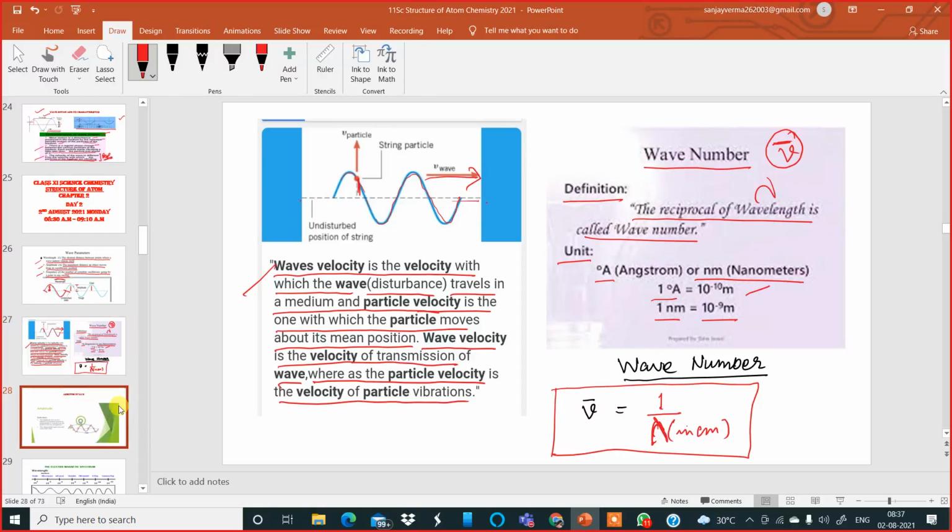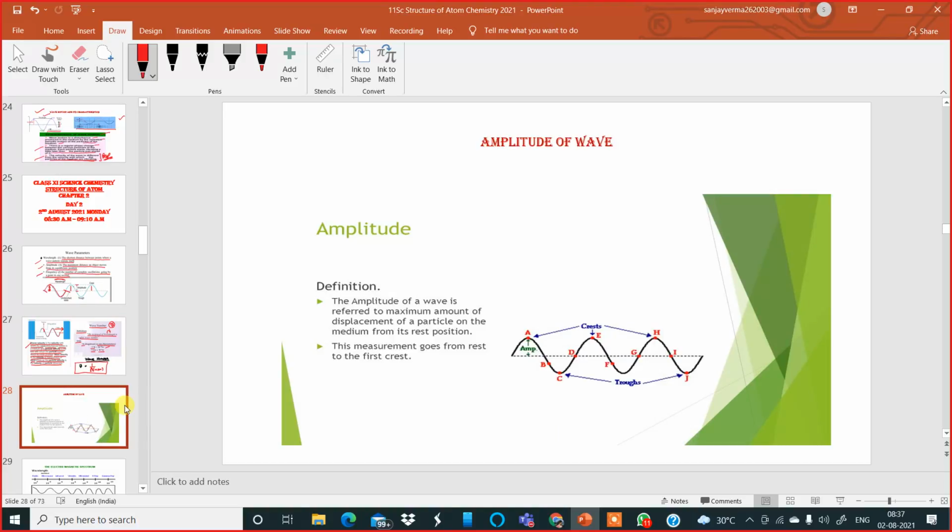Going into detail, the first one is the amplitude of the wave. As you can see in the definition, the amplitude of a wave refers to the maximum amount of displacement. Maximum, if there is a wave over here.